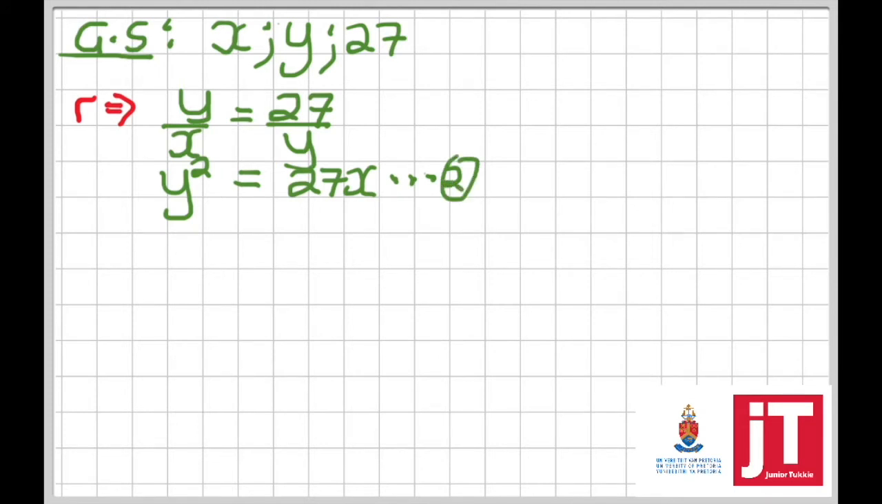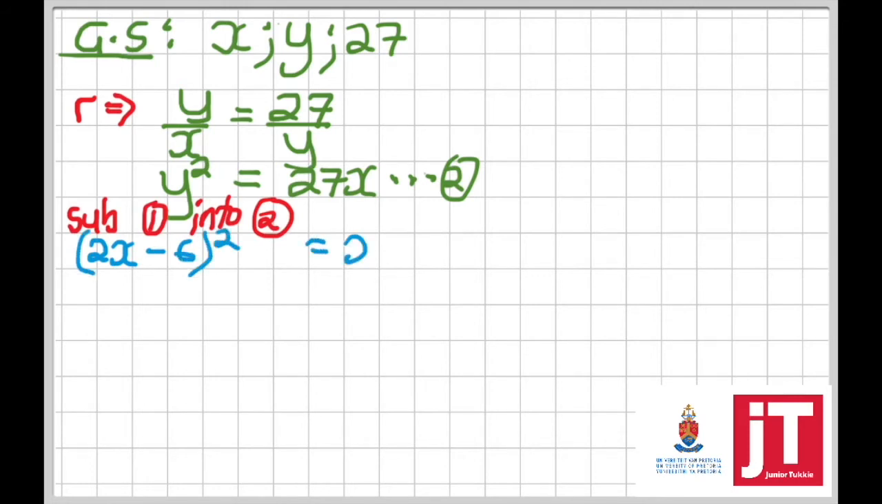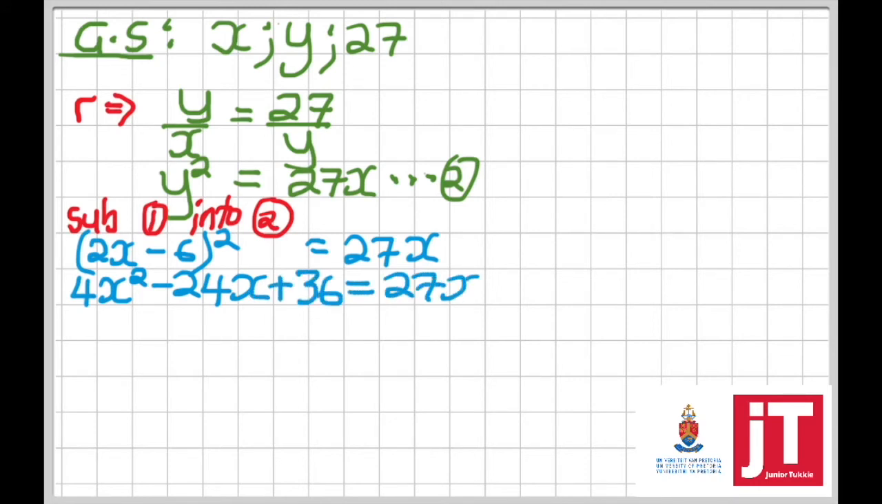Thereafter, I'm going to say equation 1 substituted into the second equation. By so doing, we're going to get (2x minus 6) squared is equal to 27x. Then we need to remove the brackets on the left-hand side, leading to 4x squared minus 24x plus 36 is equal to 27x. From there on, it's a quadratic equation, but we need to standardize it, so we need to take the 27x to the left-hand side. We're going to have 4x squared minus 51x plus 36 is equal to 0.